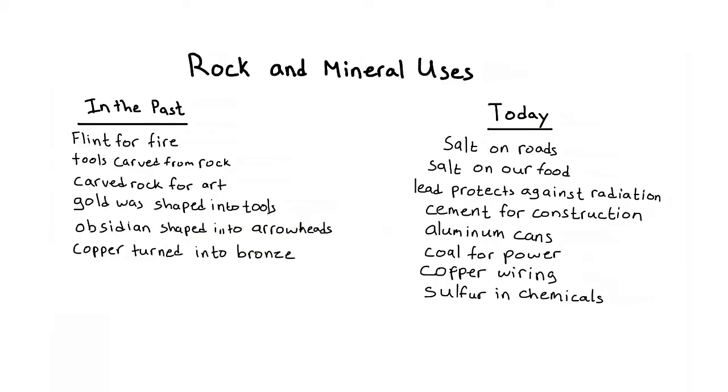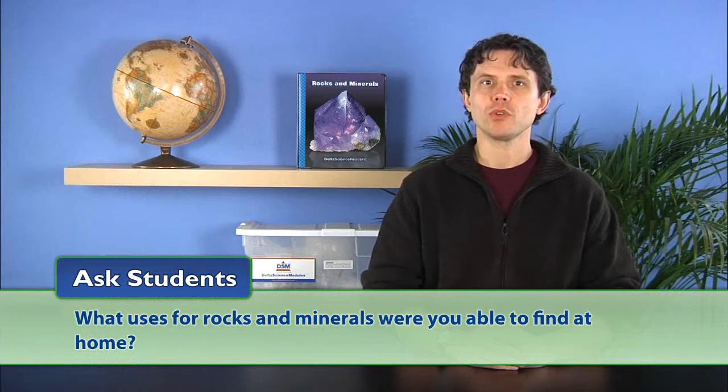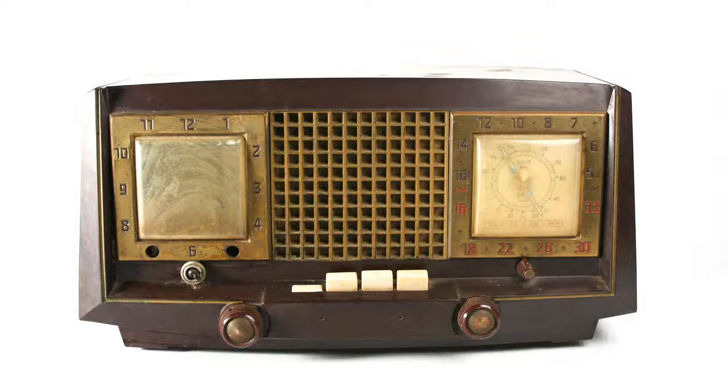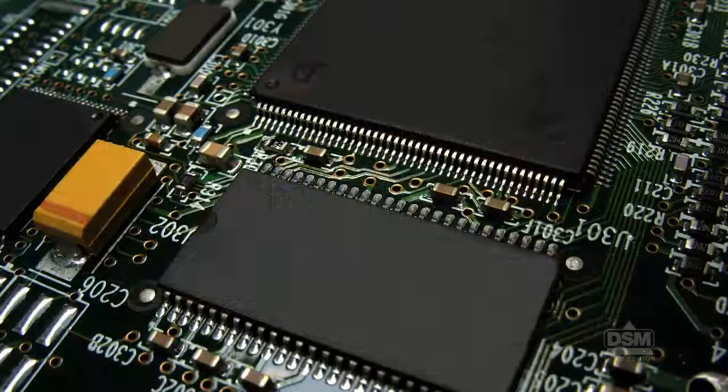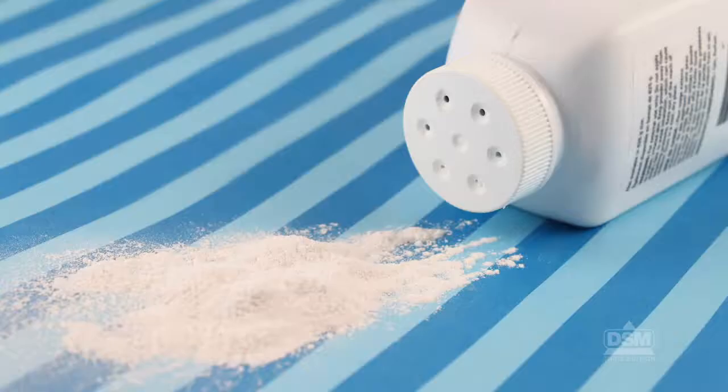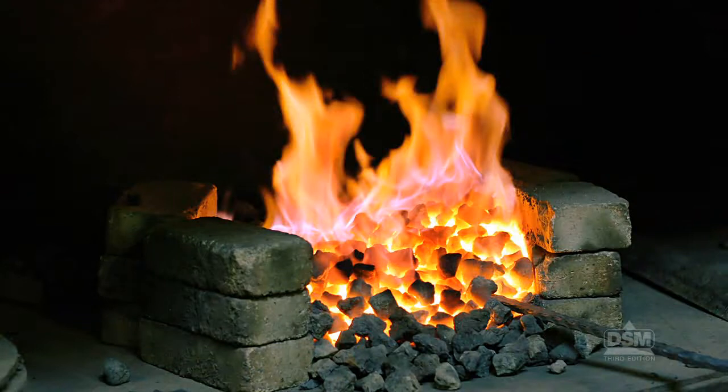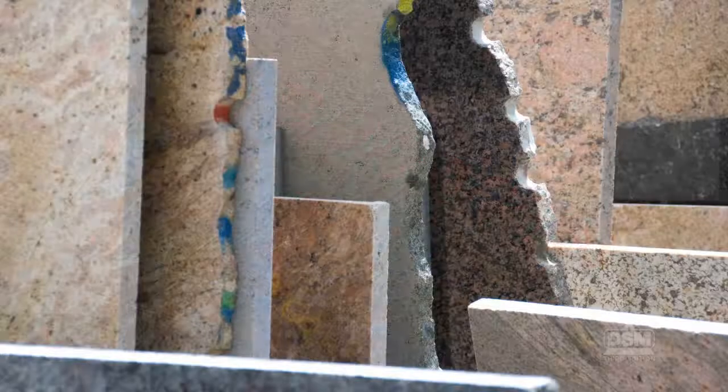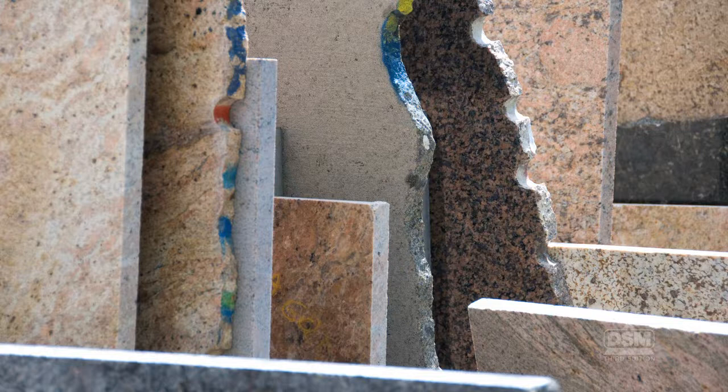To conclude Session 2, ask students to think of as many household uses as they can for rocks and minerals, and to write them on the back of their activity sheet. Remind them to refer to their lists for ideas. To begin Session 3, lead a discussion by asking students, what uses for rocks and minerals were you able to find at home? Answers may include crystals in old radios, silicon in semiconductors used in computers, talc in baby powder, coal in furnaces and stoves, sulfur in matches, or granite or marble in works of art and in building materials.